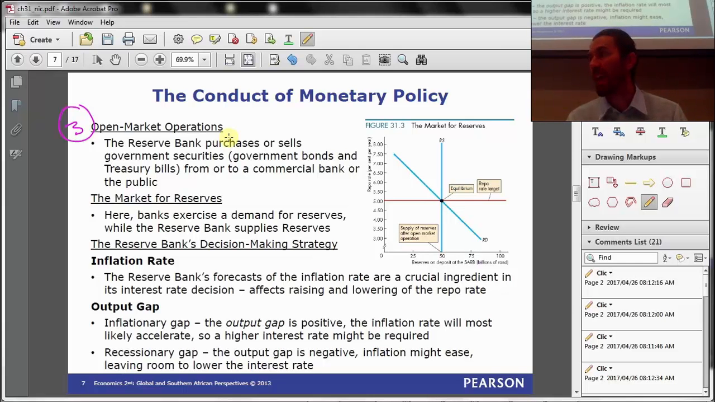When it wants to take cash out of the market, right? How does it take cash out of the market? By selling bonds. When it sells a bond, people pay for that bond with cash, right? Which means cash goes out of the market, bonds go in. The Reserve Bank takes cash out of the economy.